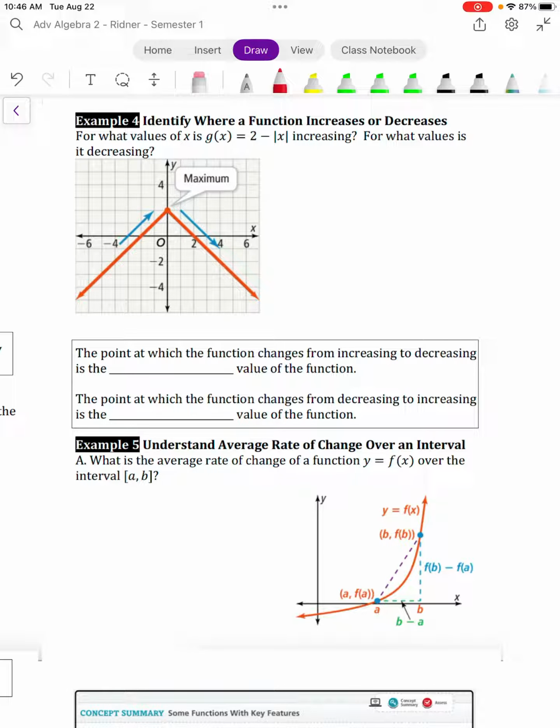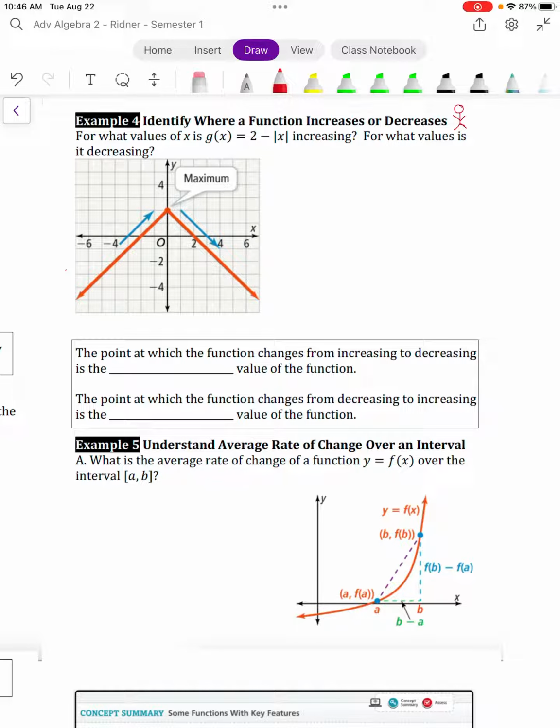Are you tired of key features of graphs yet? I can understand if you are, but we're going to keep going. So next is increasing and decreasing. And for increasing and decreasing, I always use a little walking man. Okay? We read a graph just like we read a book.